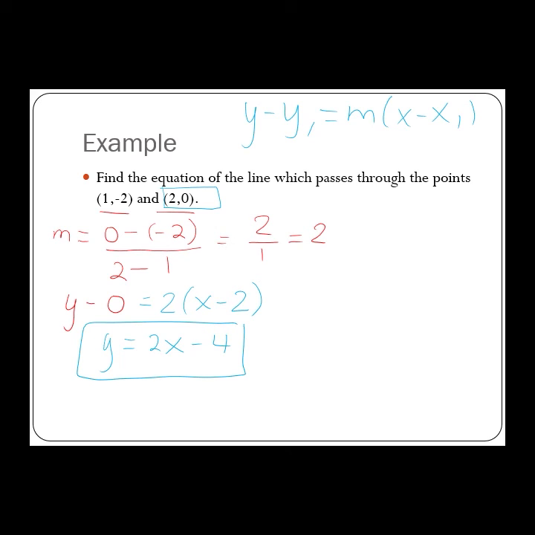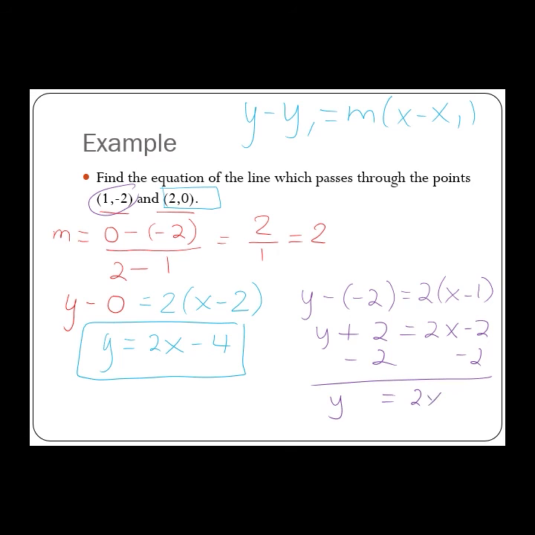Now let's say you said, I want to use the other point. So instead you did y minus negative 2 equals 2 times x minus 1. So that's if you decided to use that point. You get y plus 2 equals 2x minus 2. Subtract 2 from both sides. And you get y equals 2x minus 4. So whichever point you use, you should get the same answer. It doesn't matter which. You don't have to do both the purple and the light blue. You just have to do one, but notice they should lead you to the same place.